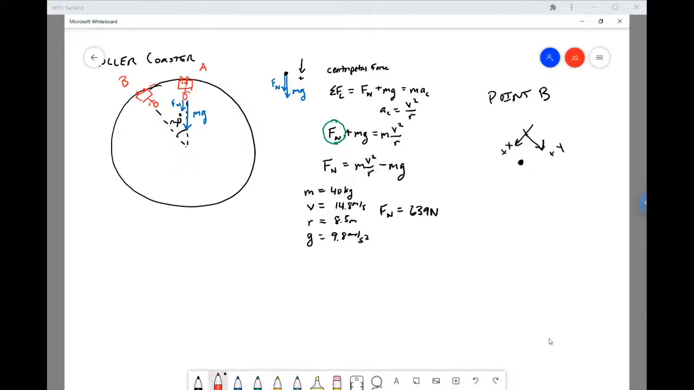So the forces acting on the child at point B: you'd still have the seat pressing the child toward the center, and you'd still have the child's weight pulling down. Okay. And so now, what's this angle right here? It's 30 degrees. Let me zoom in here a little bit.